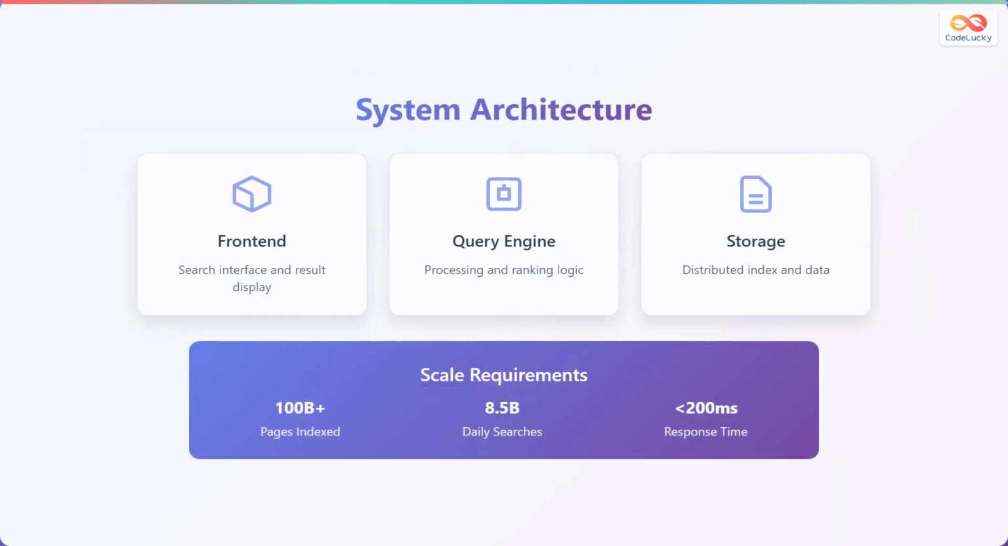A search engine's architecture is typically divided into three main layers. The front end is the user interface where users enter their queries and view the results. The query engine processes the queries, retrieves relevant documents, and ranks them. The storage layer is a distributed system that stores the index and data. Important metrics include indexing over 100 billion pages, processing 8.5 billion daily searches, and maintaining a response time of under 200 milliseconds.